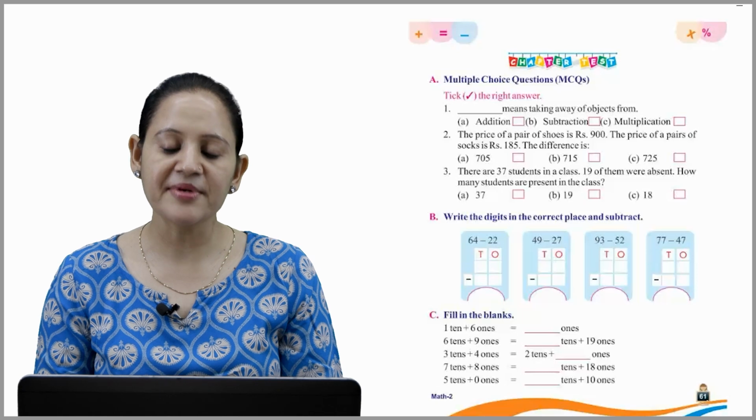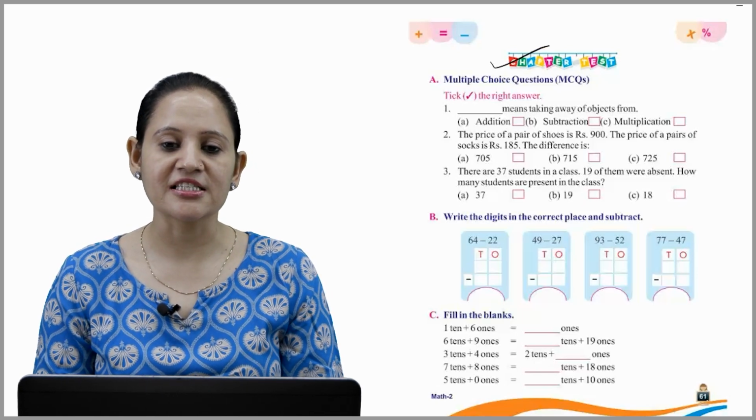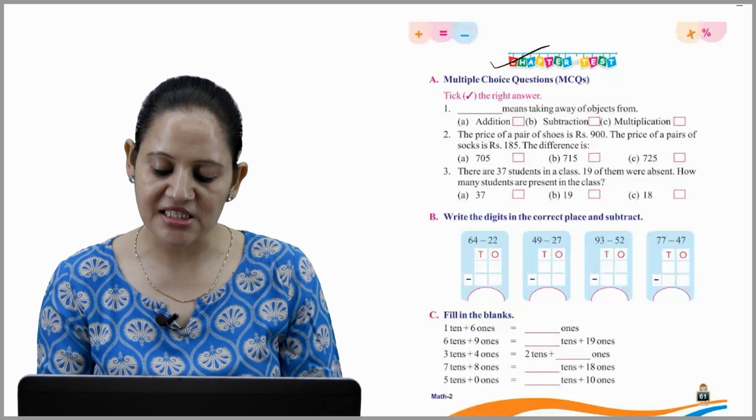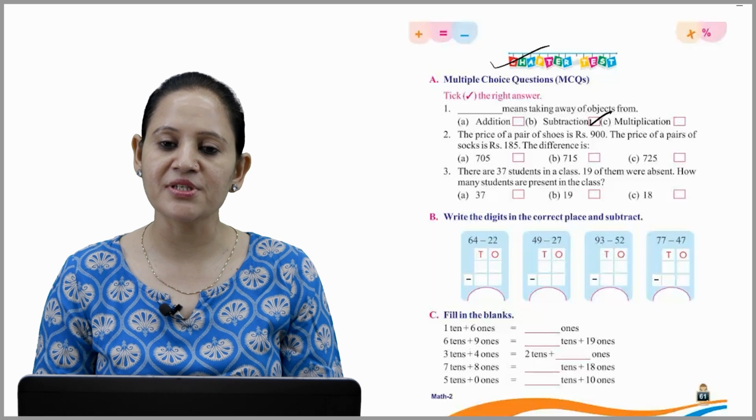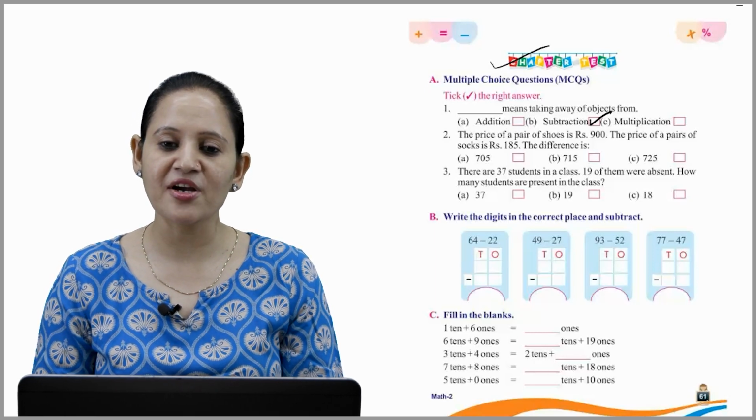Next is chapter test. Multiple choice question. Take the right answer. Dash means taking away of object from. Subtraction means taking away. So B is the correct option here. Here we end the chapter. I hope आपको chapter अच्छे समझ में आ गया होगा. Now you have to practice it.